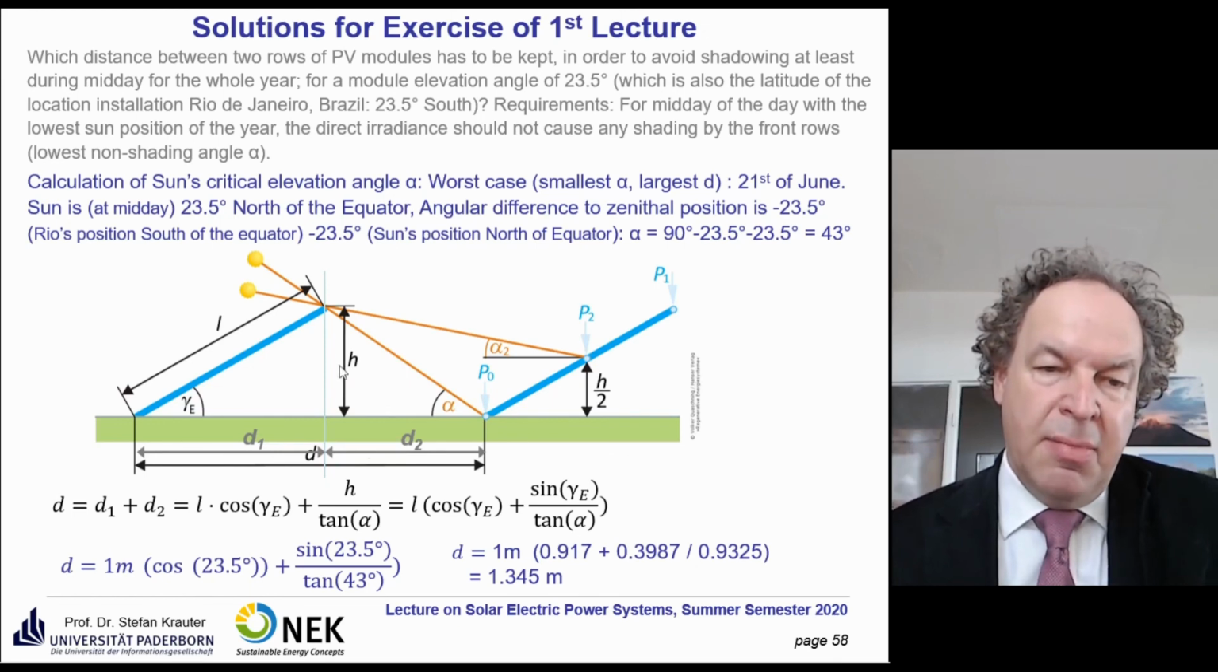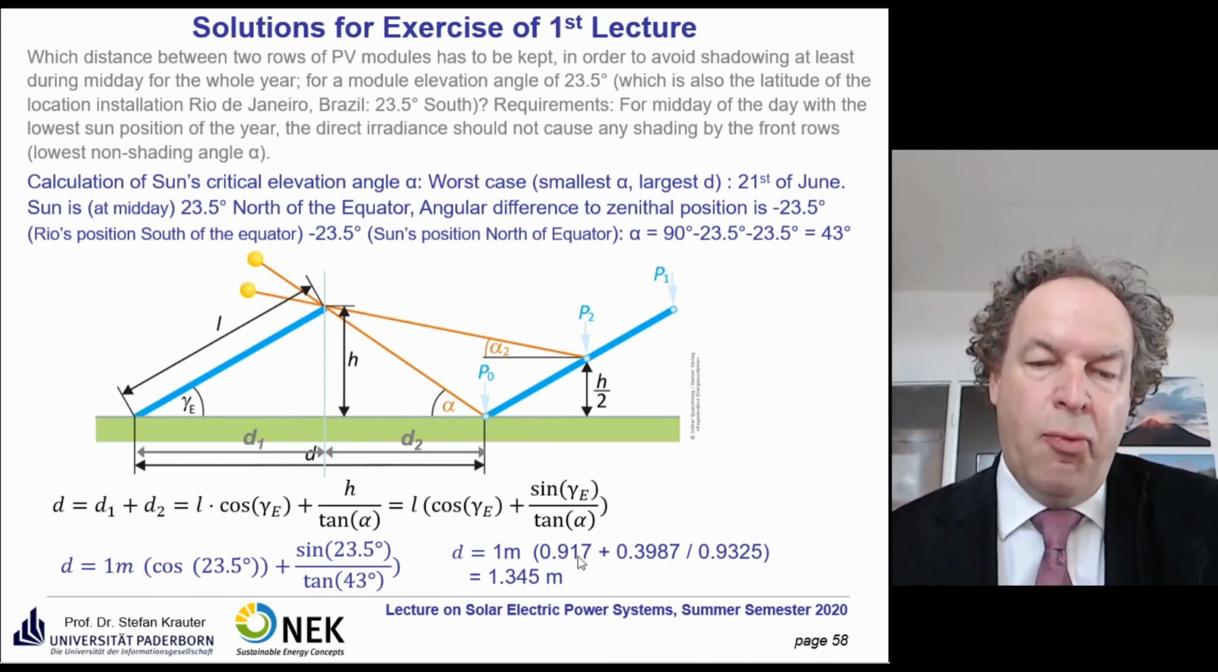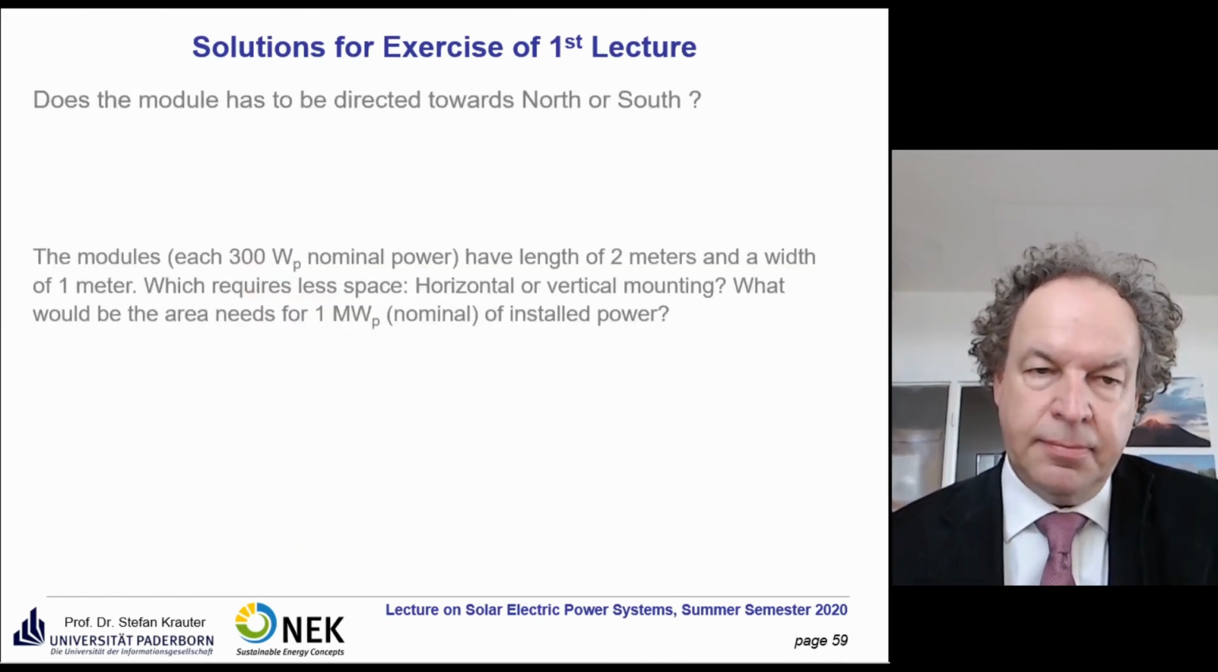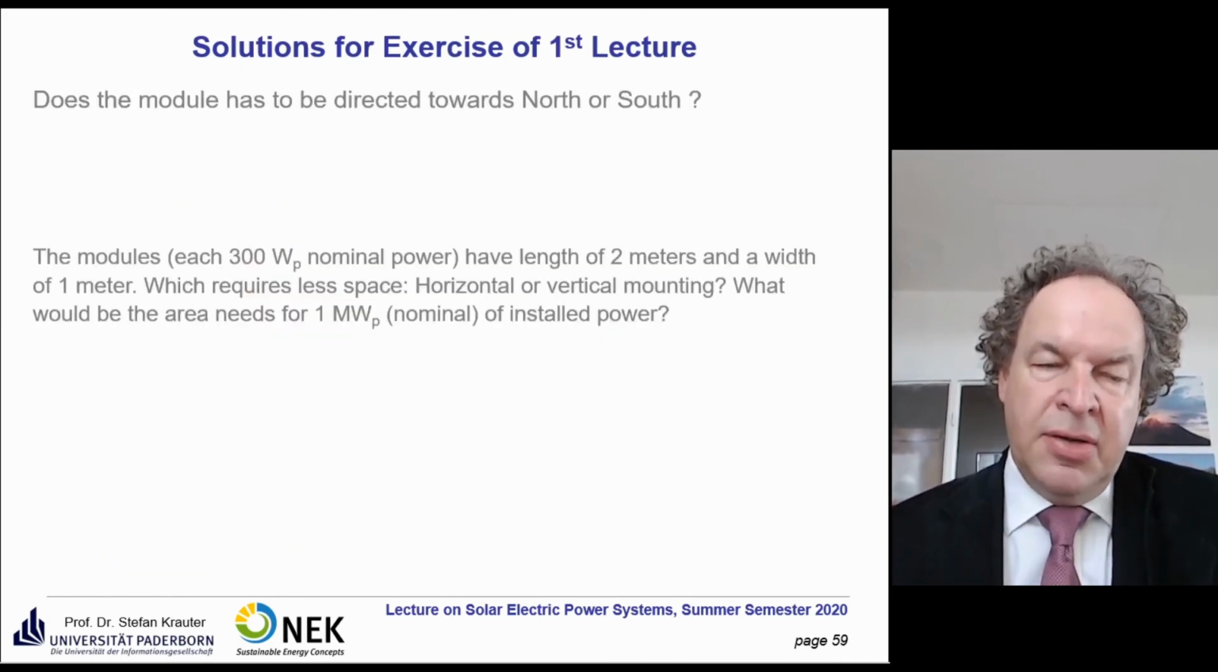Can we use the mouse here? Okay, we can use it here. If you go down here, this is D1. This is most of the distance, 0.917, and then the part from the shadow is quite shorter, and altogether we have here 1.345 meters. So this was already answered.